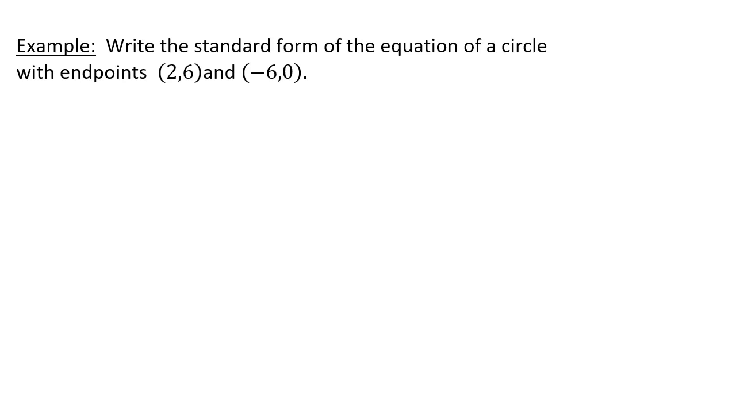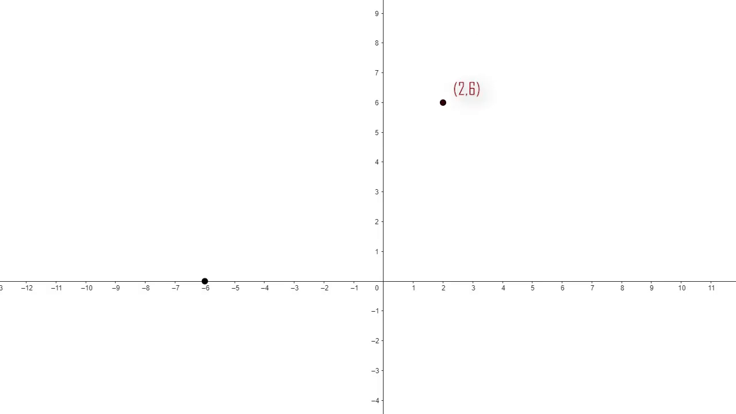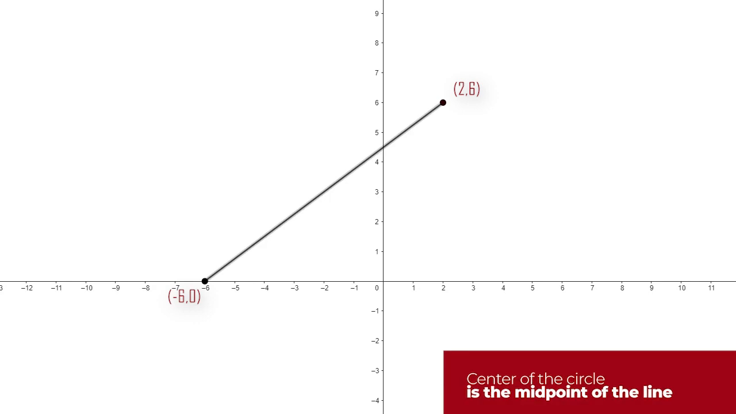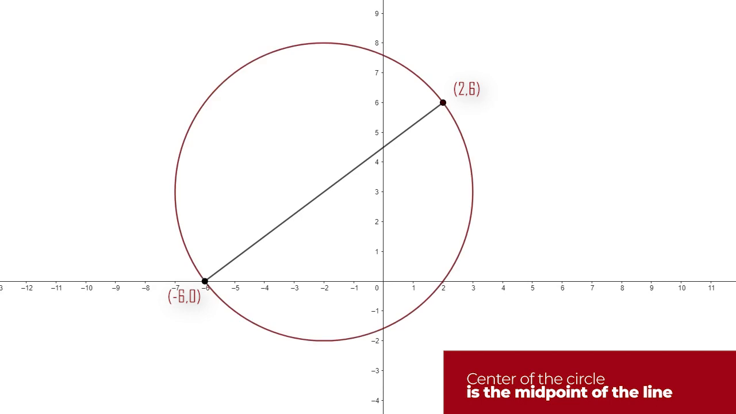Example, write the standard form of the equation of a circle with the endpoints (2, 6) and (negative 6, 0). So here's my point (2, 6) and here's my point (negative 6, 0), and the line segment that connects them, halfway through that will be the center of the circle. The midpoint of the line is the center of the circle.